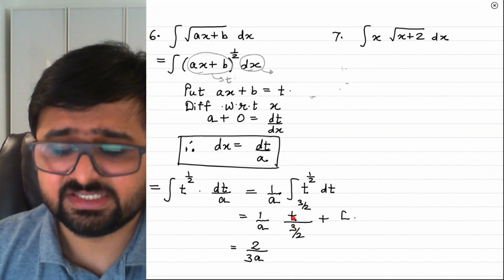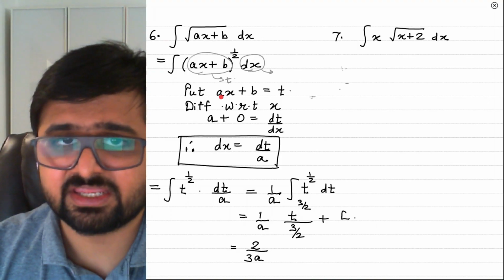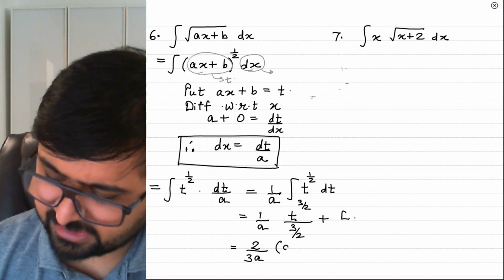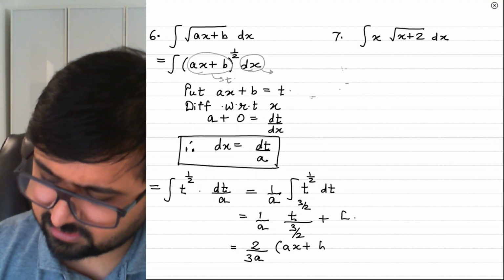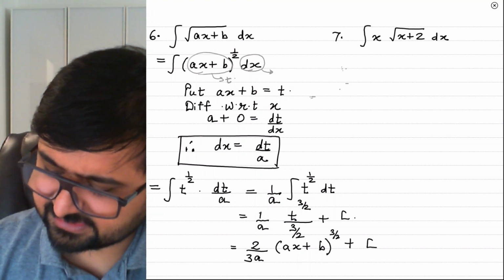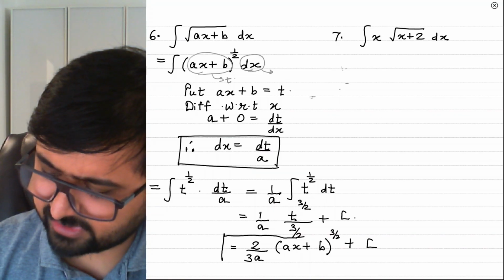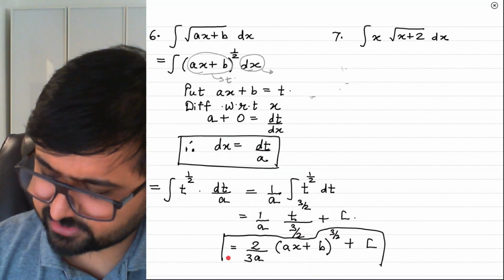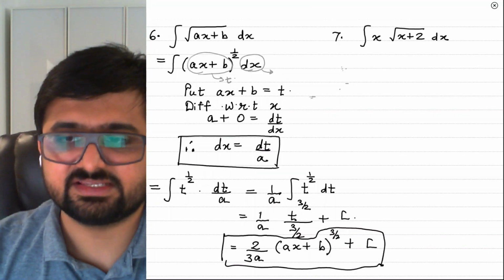And here, instead of t, you can again write ax plus b. So you can write ax plus b raised to 3 by 2 plus c. And that is your final result of integration. I hope that makes sense.